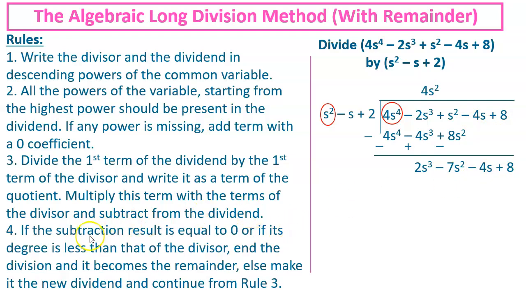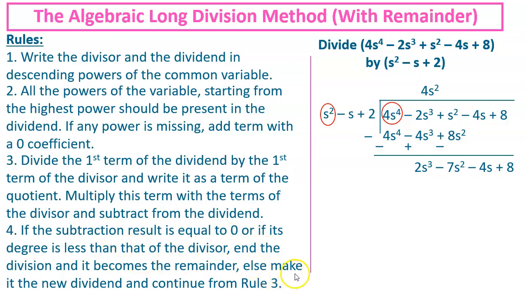Rule number 4: if the subtraction result is equal to 0, or if its degree is less than that of the divisor, we end the division. What is the degree? It is the highest power of the variable present in the expression. So in this expression, the highest power of s is 3, and for the divisor, the highest power is 2. So 3 is definitely not less than 2. So we cannot end the division.